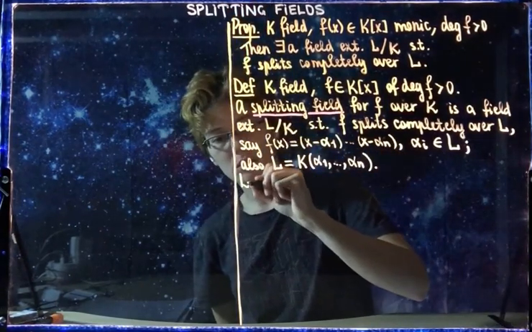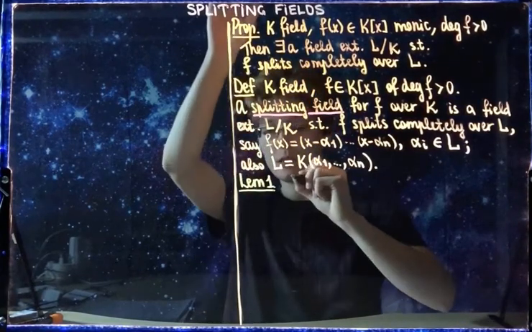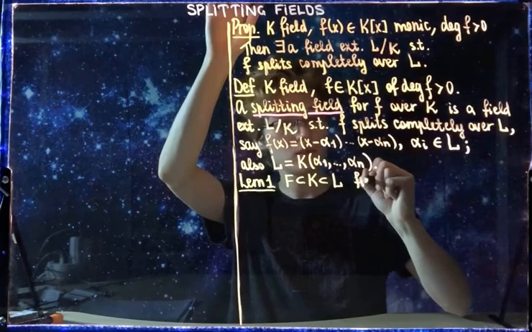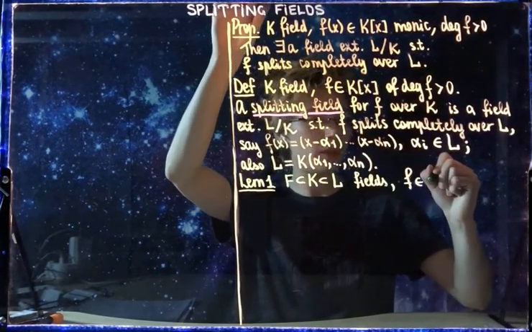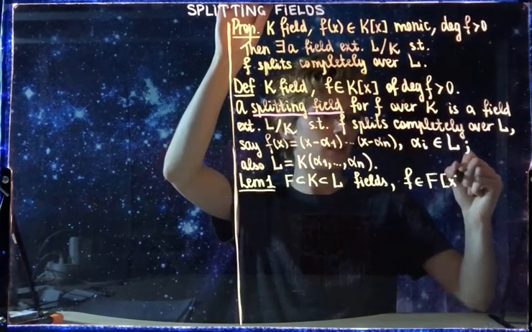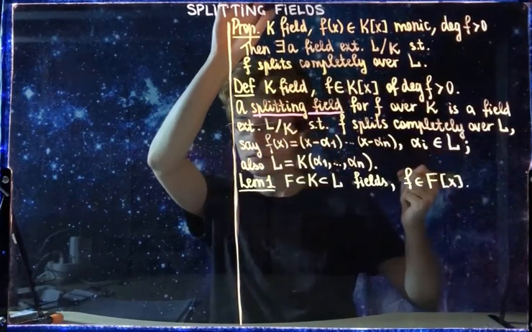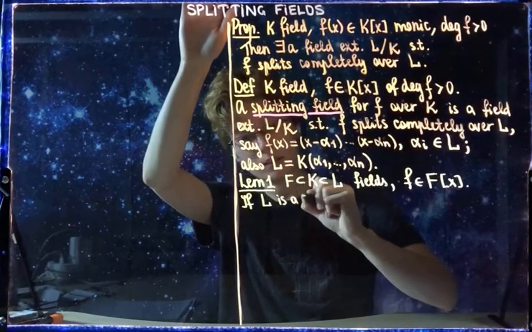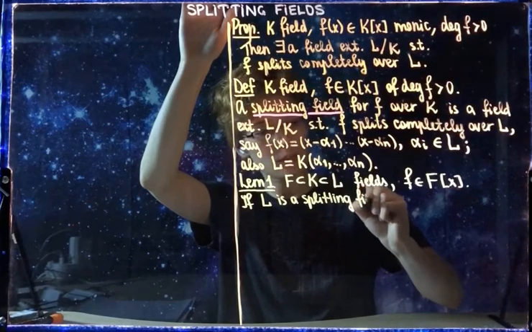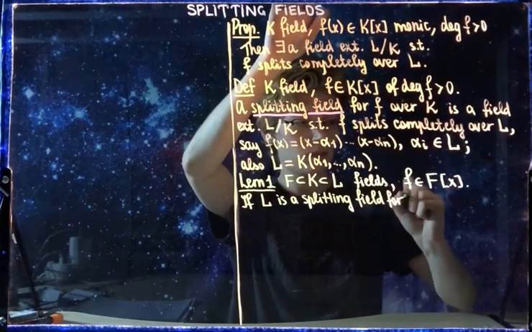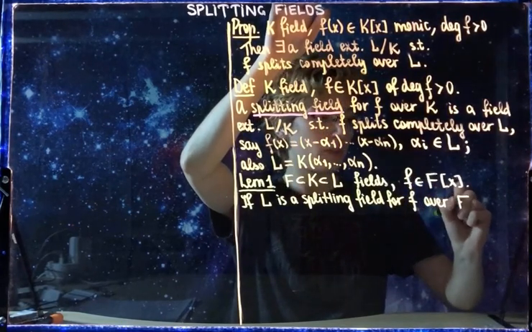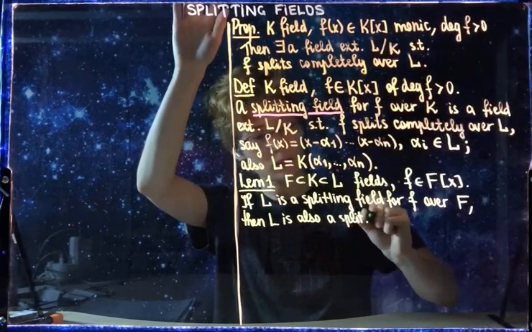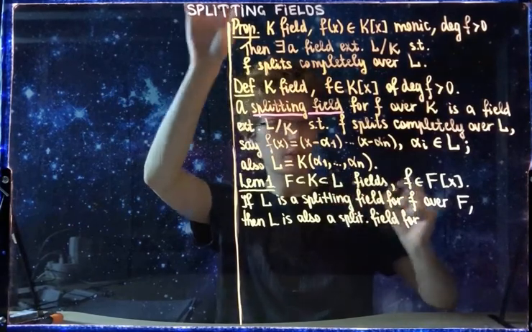And we can prove some facts about splitting fields. So lemma number 1, if we have a chain of field extensions, F and K in L are fields, and f is a polynomial in F adjoin x, then if L is a splitting field for f over F, for the polynomial f over the field F, then L is also a splitting field for the same polynomial over the larger field K.